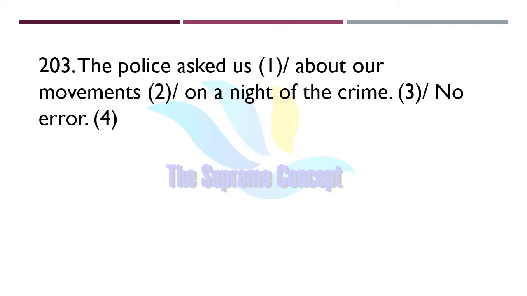Yeah, you're absolutely correct. Error lies in part number 3. So here, instead of "a night", we'll use "THE", that is definite. The police asked us about our movement on the night of crime. That means here the night of crime. Night of crime is that time, that night when the crime happened. So it is a specific thing, a definite thing. So we basically use the definite article "the" here.